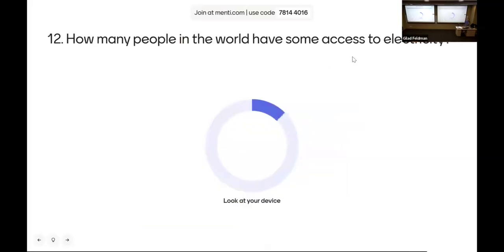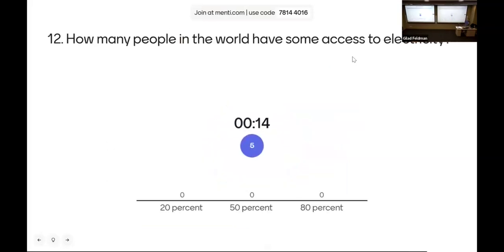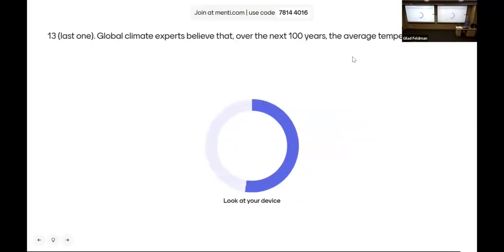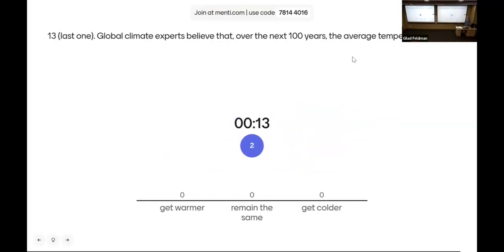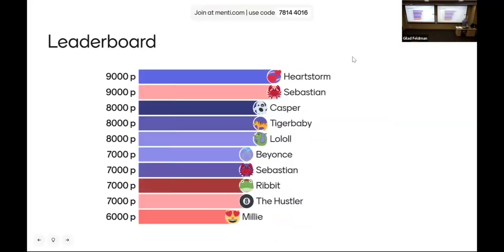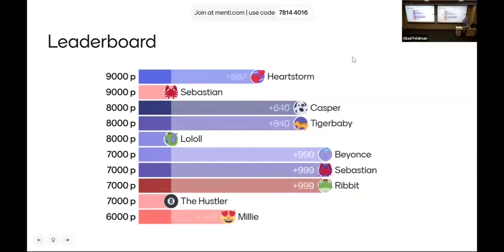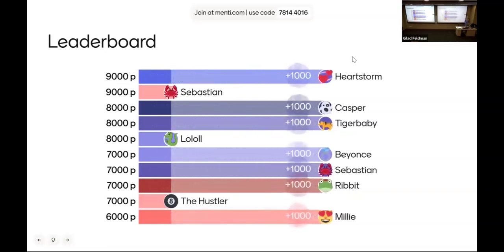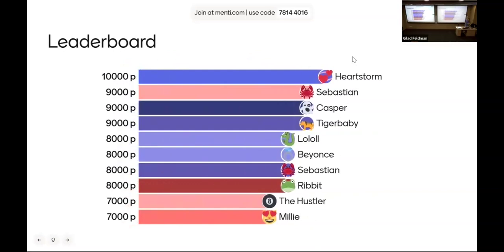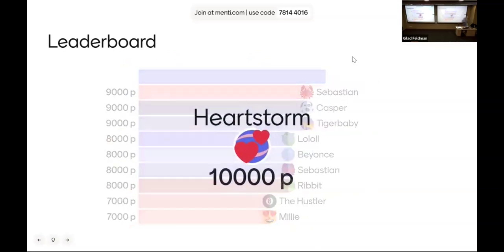How many people in the world have some access to electricity? 20%, 50%, 80%. Global climate experts believe that over the next 100 years, the average temperature will get warmer, remain the same, or get colder. All right, get warmer. So who got the most? Art store. Well done. Thanks for taking part.